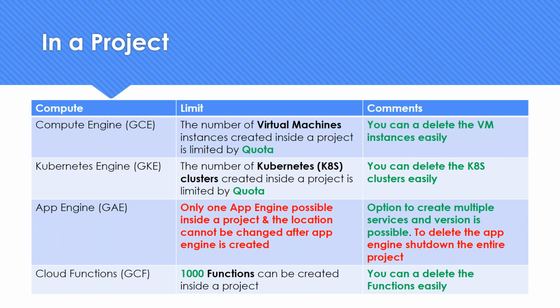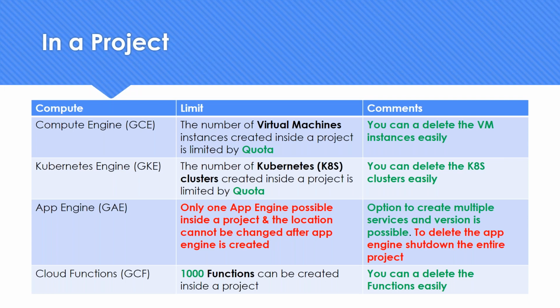But the different animal which you have in the compute options is App Engine. The whole reason why they have done this is because this was the first product. They had some challenges, or maybe they did not even think of the limitation. They kept it like that. So when it comes to App Engine, only one App Engine per project, and the location cannot be changed. The simple answer from Google support is going to be: create a new project.